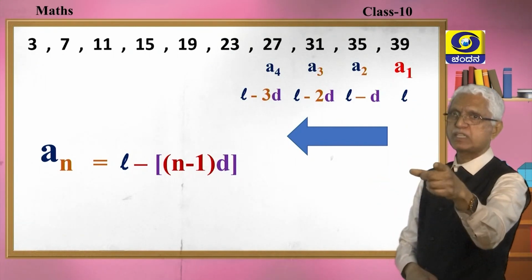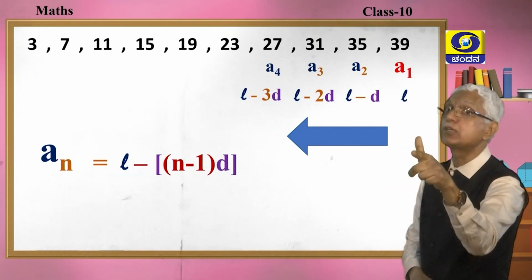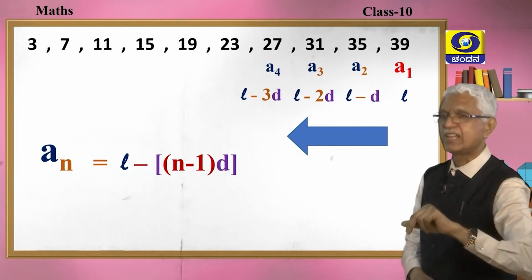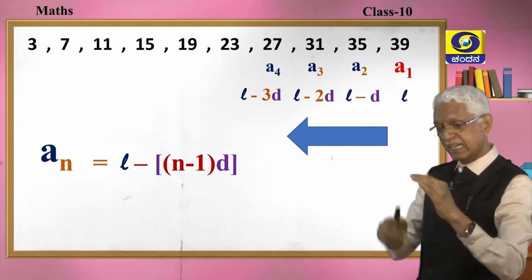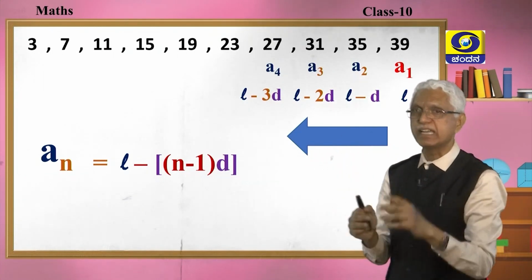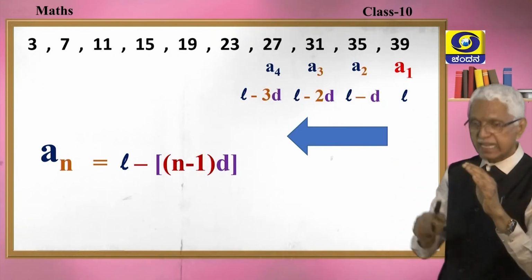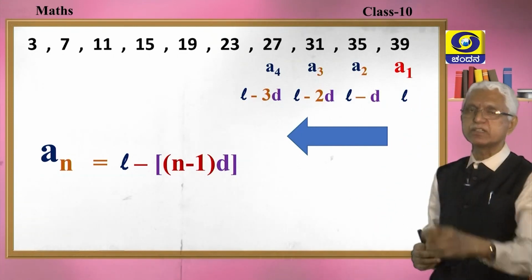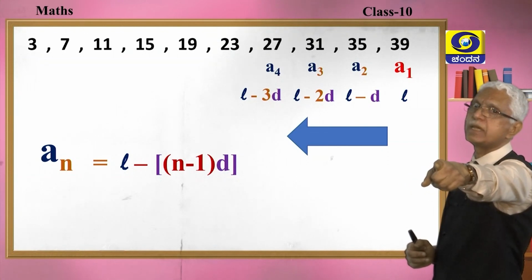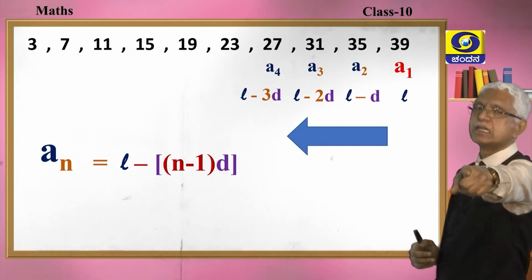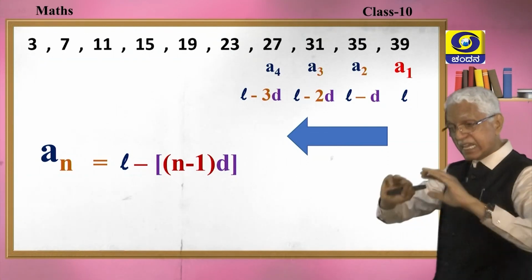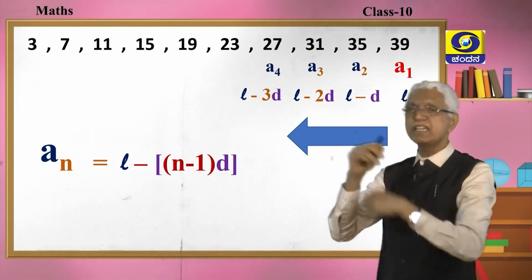Next preceding term is L minus 2D. How will you write 2? 3 minus 1, correct? So L minus (3 minus 1) into D. How will you write L minus 3D? L minus (4 minus 1) into D. Then don't you agree with me? The general formula is L minus (n minus 1) into D.